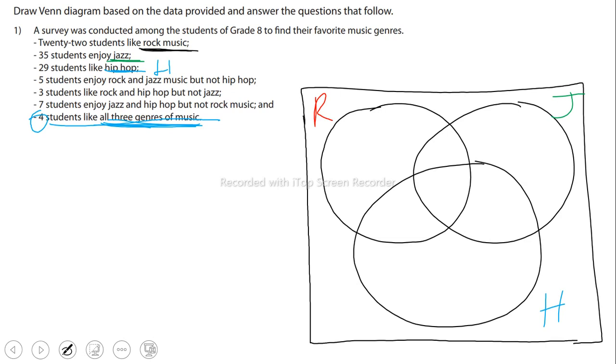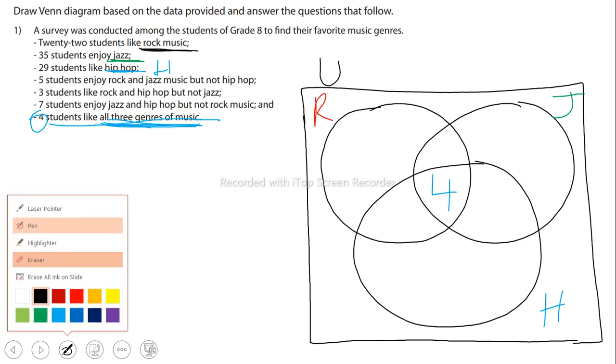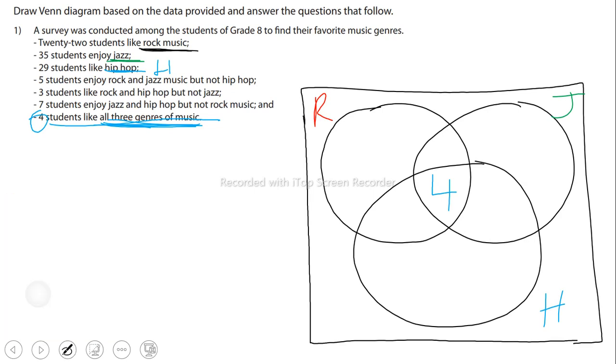Someone is asking a question. Yes, ma'am. Okay, so she's asking for the universal set. We could put U for the universal set, or we could put the funny looking E for universal set. Okay, so 4 students like all 3 genres. So we put in that 4 right down in the middle.